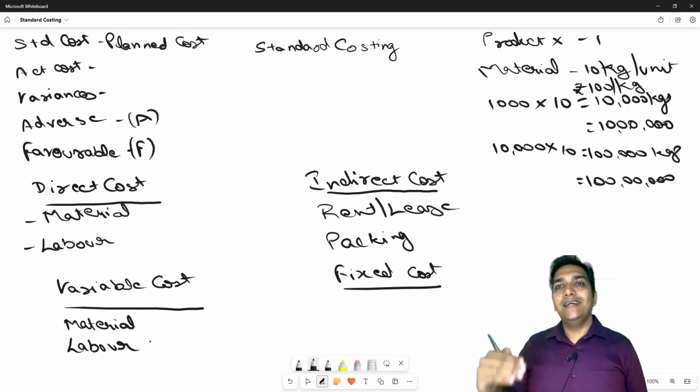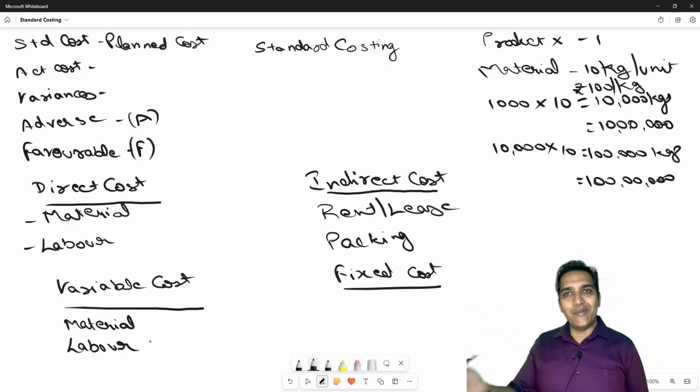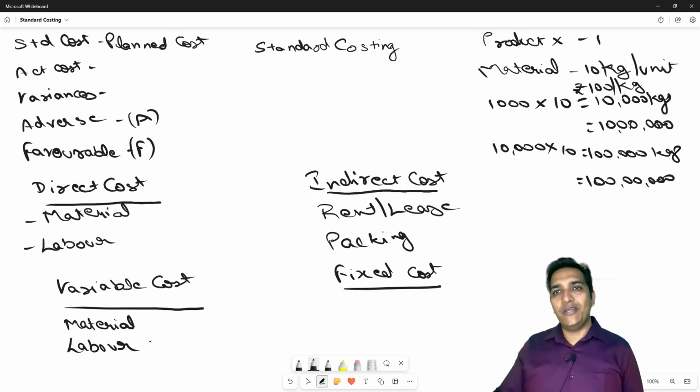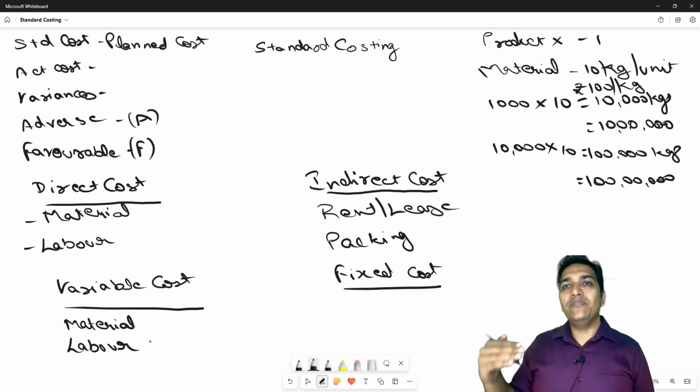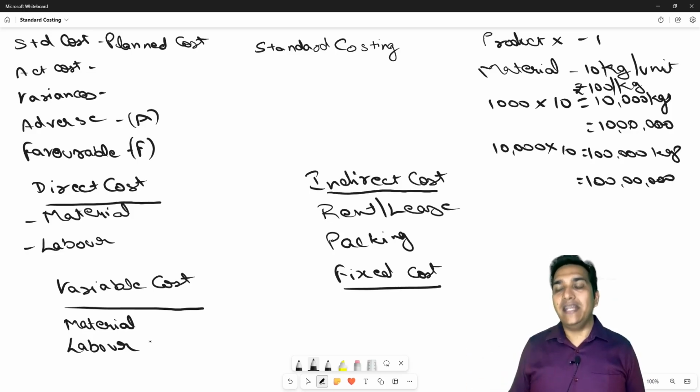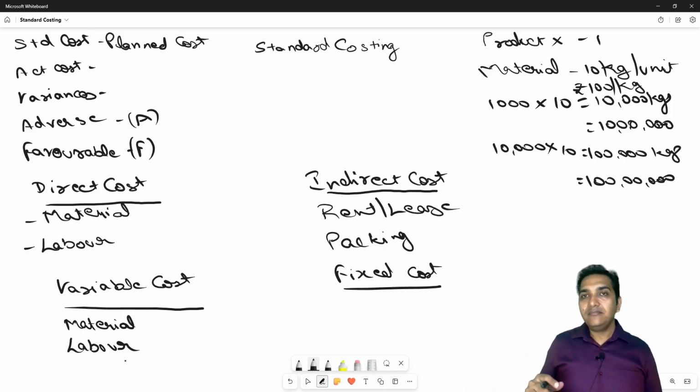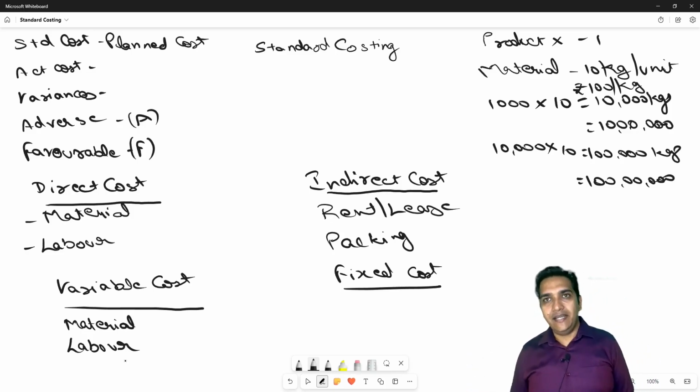Keeping that aside, if you are working for 8 hours, we pay you for 8 hours. If you are working for 10 hours, we pay you for 10 hours, right? So labor is also something which is variable in nature. Then we have rent or lease, indirect cost.